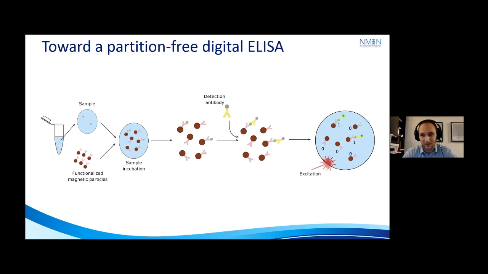The two points of attention here are the detection method, because it needs to be sensitive enough, and also it needs to be localized to the bead. And the first step, the functionalized magnetic particles, because we need one binding event per bead. We don't want to have too many. Otherwise, it's not going to be digital.